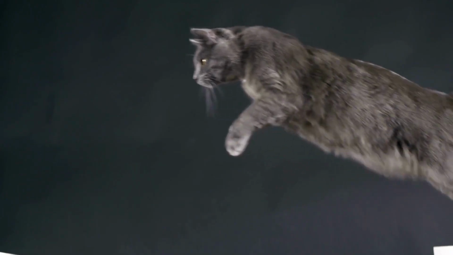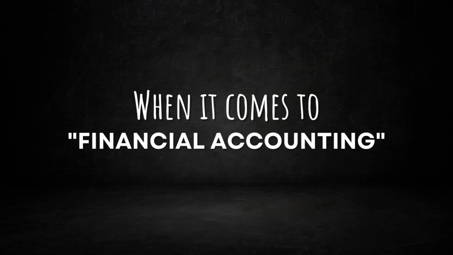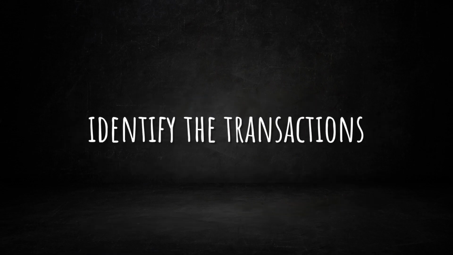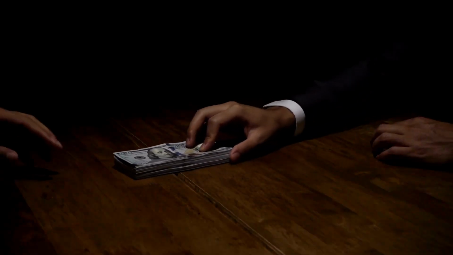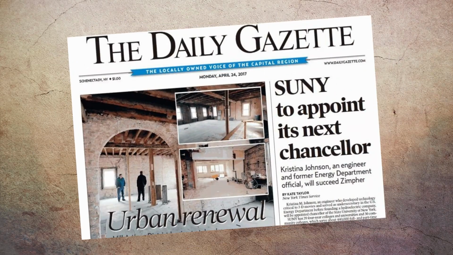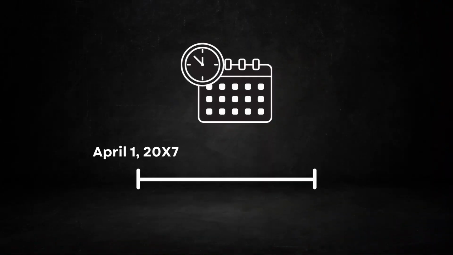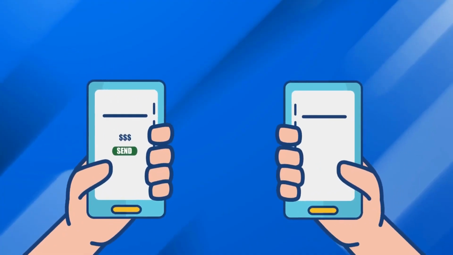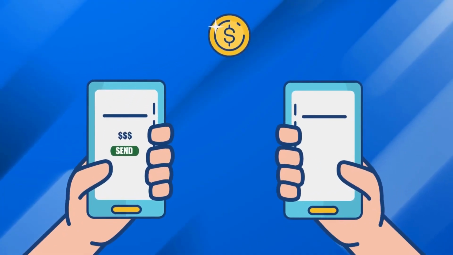Ready? Let's dive in. When it comes to financial accounting, the first step is to identify the transactions. In this case, the transaction we're looking at is the $40,000 in new annual subscriptions for the Daily Gazette, starting on April 1st and ending on March 31st next year. Now that we've identified the transaction, let's move on to the next step.